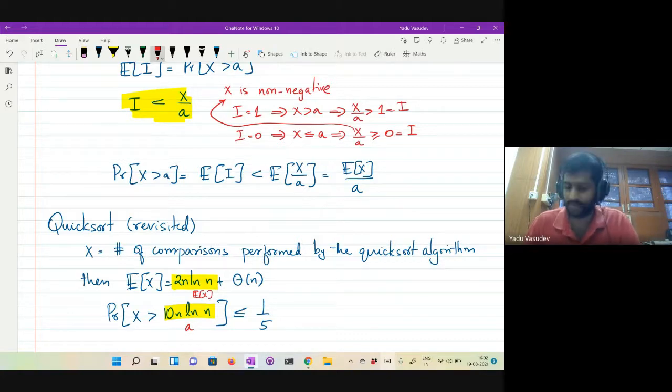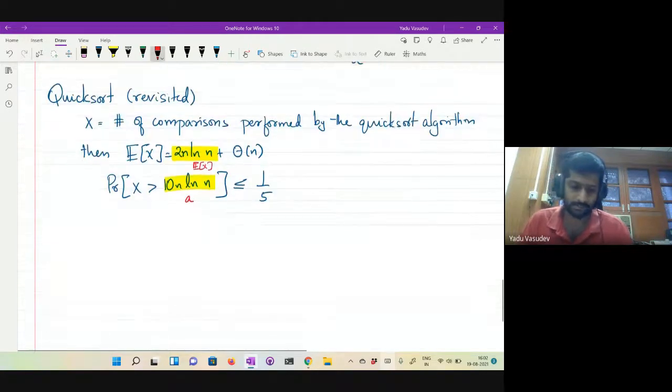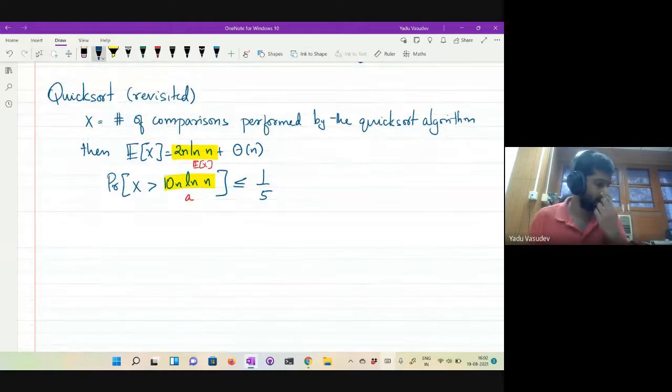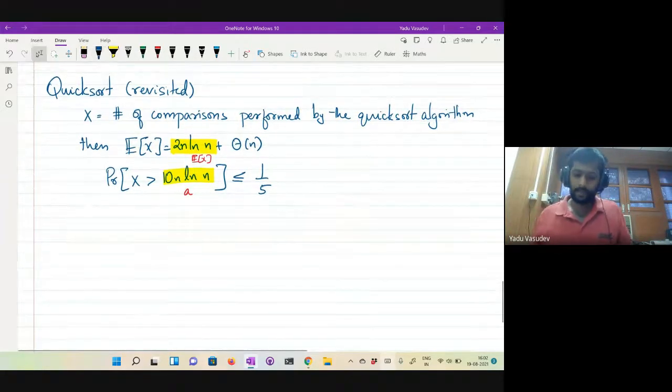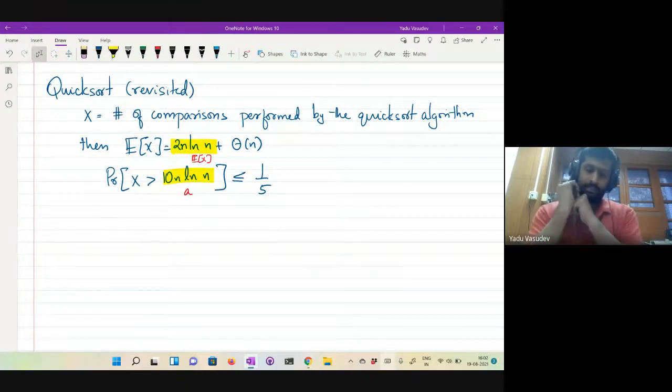Let's try even better. Let's analyze quicksort a little better. Again, we will use Markov inequality, but use it in a slightly more clever way. So let's go back to its analysis. We'll analyze this slightly differently now, not as before. Our analysis is going to be slightly different.